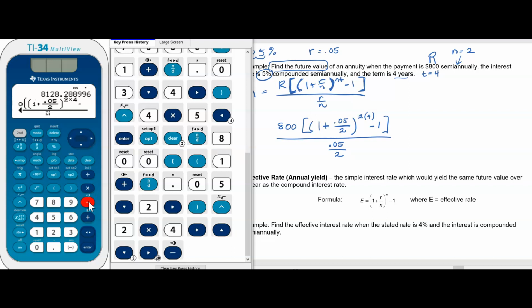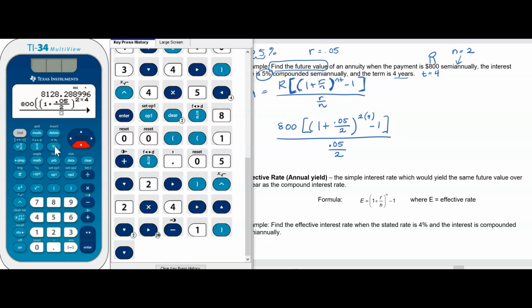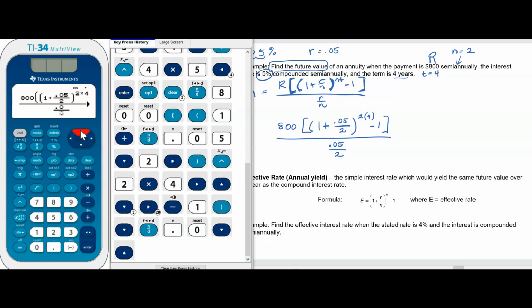I'm going to do a minus 1 and then bracket. And then I'm going to do the down arrow to get down below, and then I'm going to push the N over D button again because I have a fraction in the denominator, 0.05. Oh, it didn't register the 5. Let me put a 5 in there. So 0.05 and then 2.